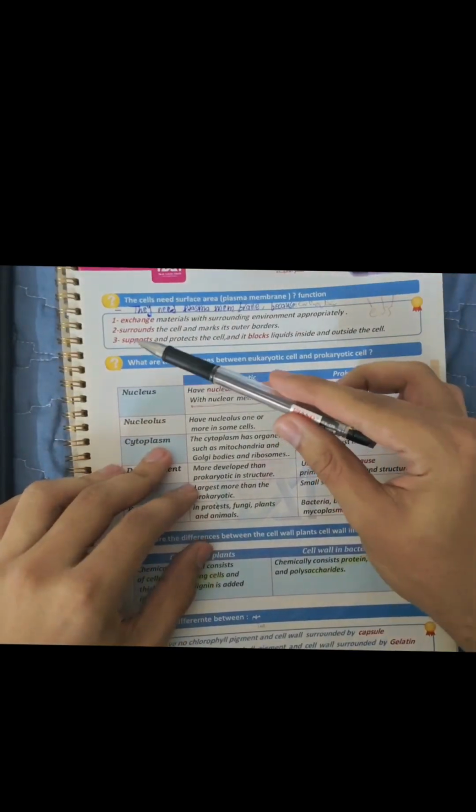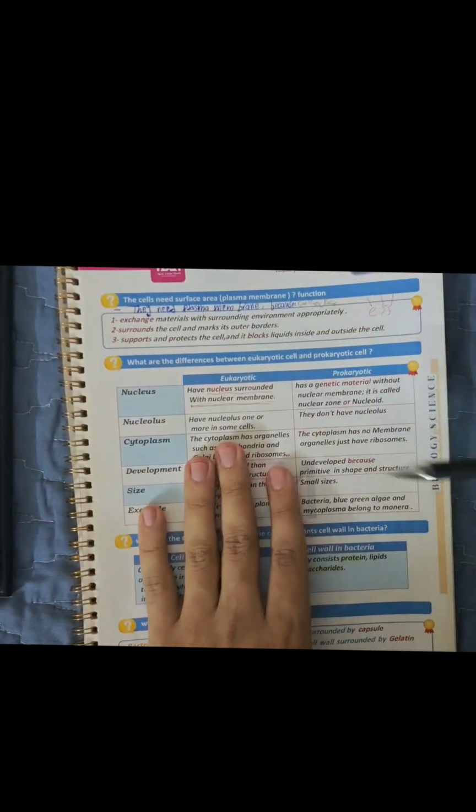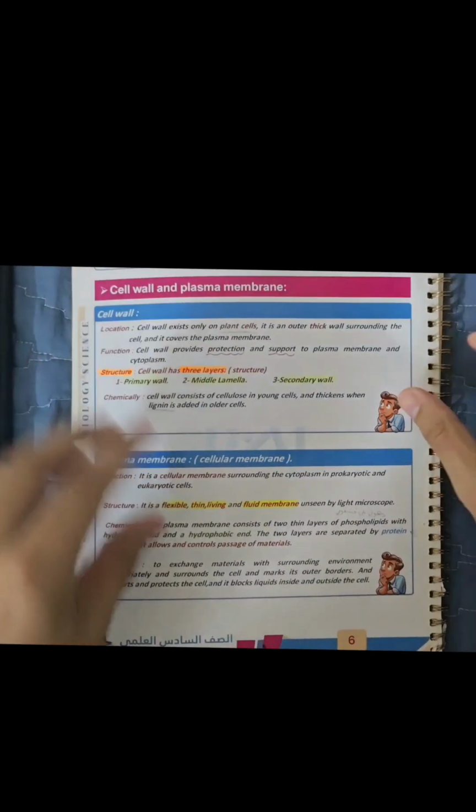ESS: exchange, surround, support. Same thing here. Same function. Now let's continue.